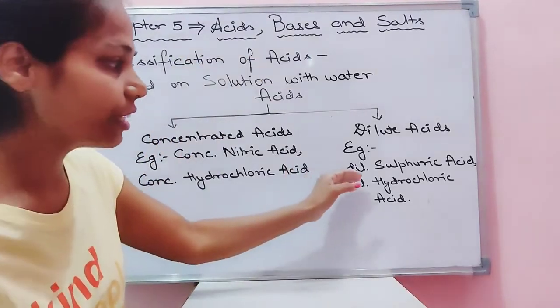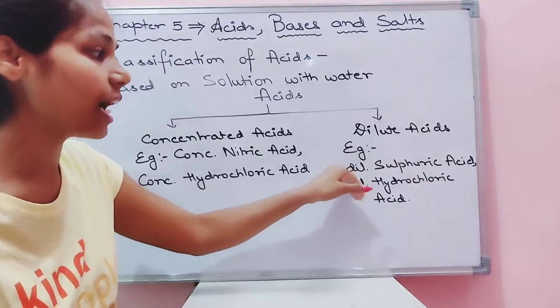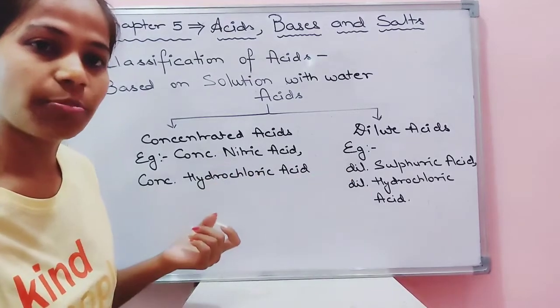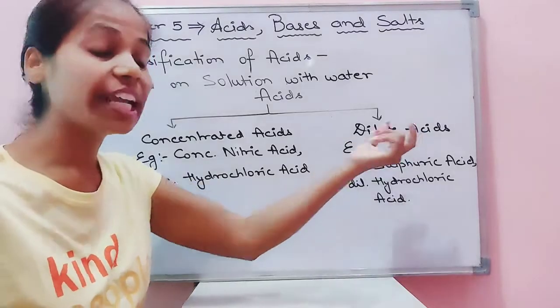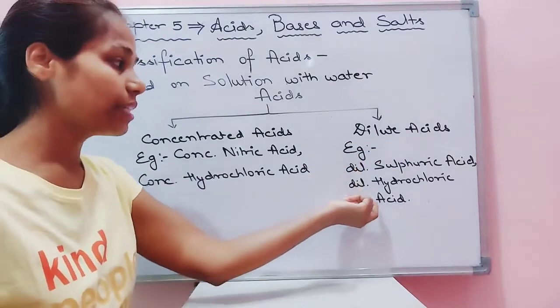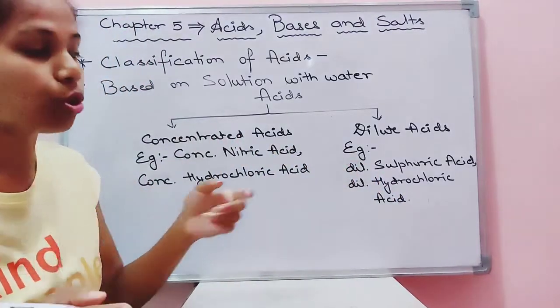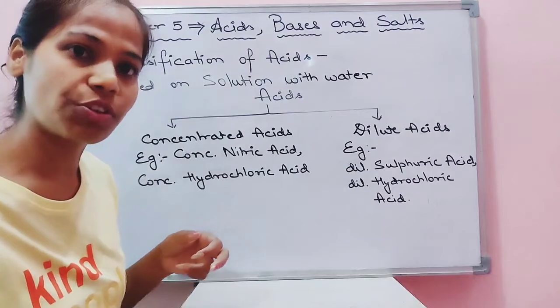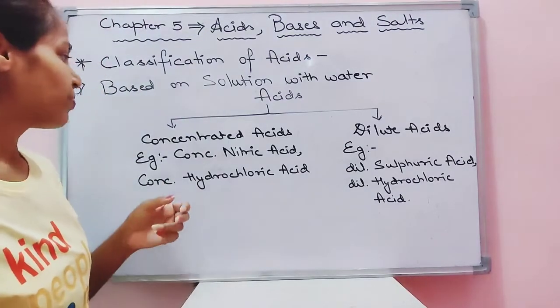Like we are having the dilute sulfuric acid, we call it dilute, DIL dot. The prefix we add before the name of the acids for denoting dilute acids, that is dilute sulfuric acid and dilute hydrochloric acid. Children, dilute hydrochloric acid is found in your stomach, okay. We had studied in the last chapter.